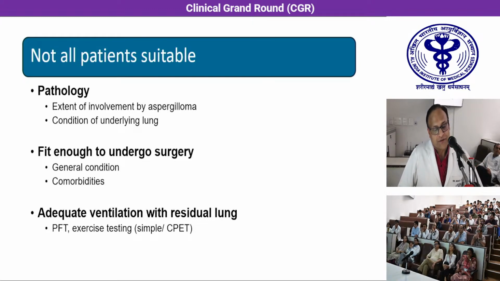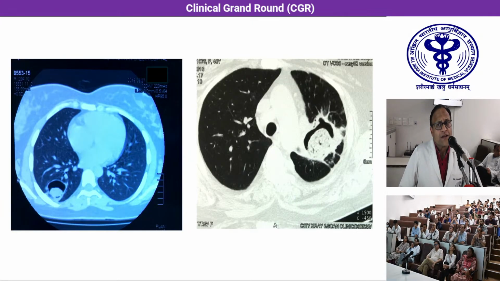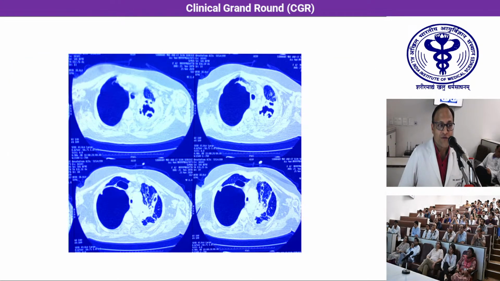And definitely we should think about whether the patient has to breathe from the residual lungs, whether he is fit enough to undergo surgery, whether he will have ventilation with the residual lung. So these type of patients where the disease is limited to one particular lobe and the underlying lung is normal, they are suitable for surgery. So we can remove maybe part of a lobe, or the whole lobe, or 2 lobes, or maybe the whole lung. But if these kind of patients where the disease is not limited to one side, but it is more extensive, now they are not suitable for surgery.